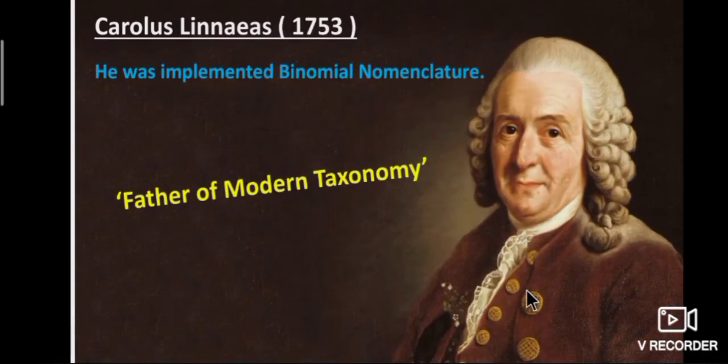After that, in 1753, it was implemented by Carolus Linnaeus. So, Carolus Linnaeus implemented binomial nomenclature in the year 1753. He is known as father of modern taxonomy.